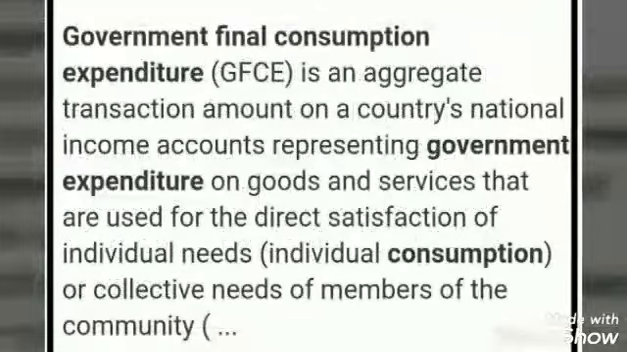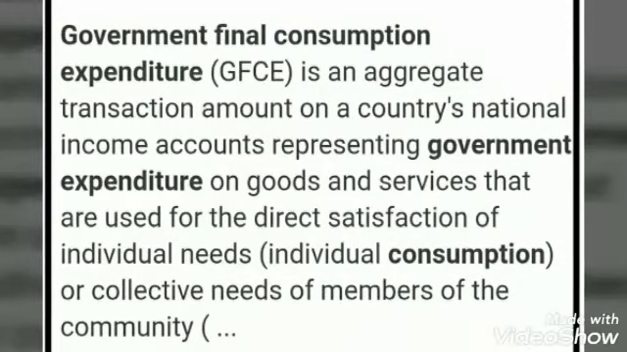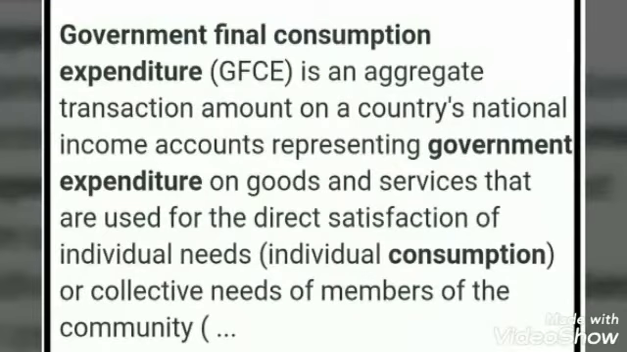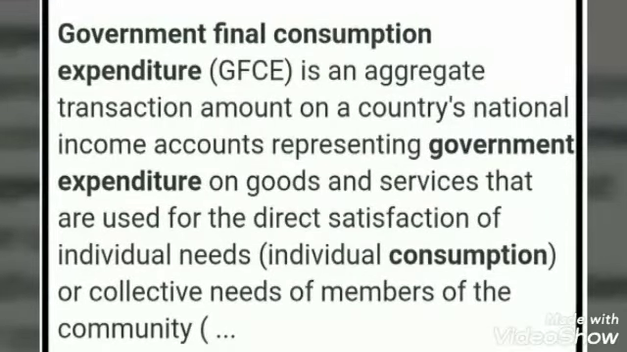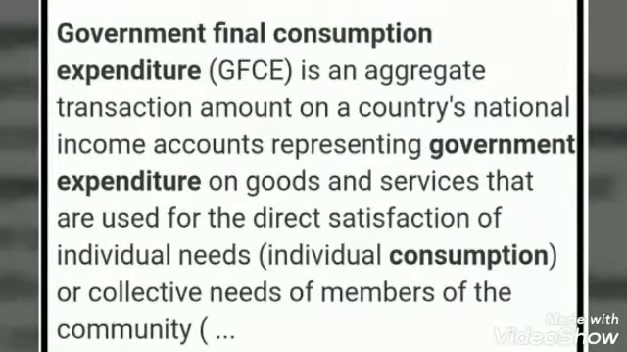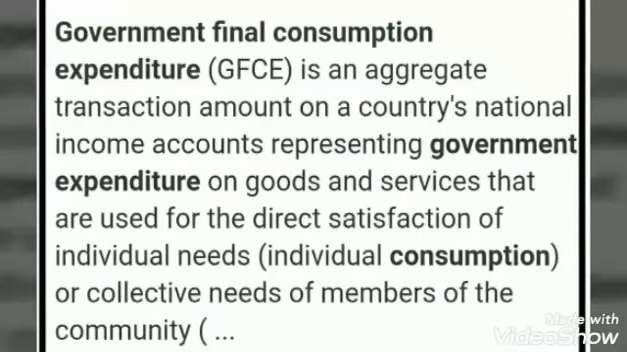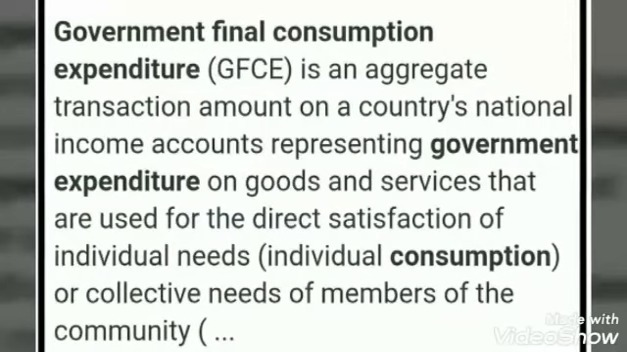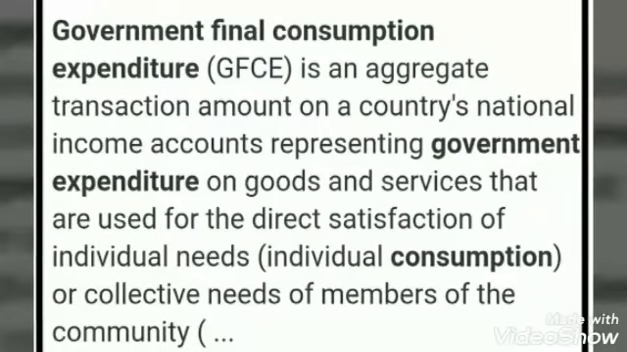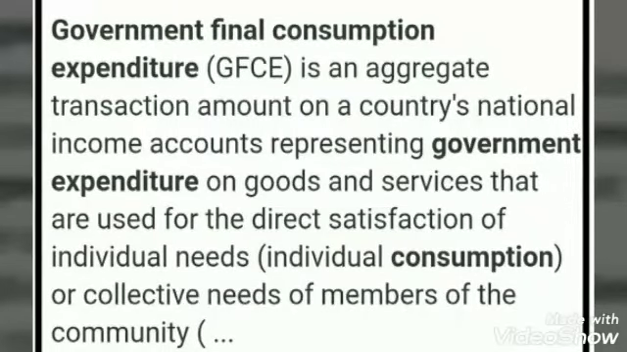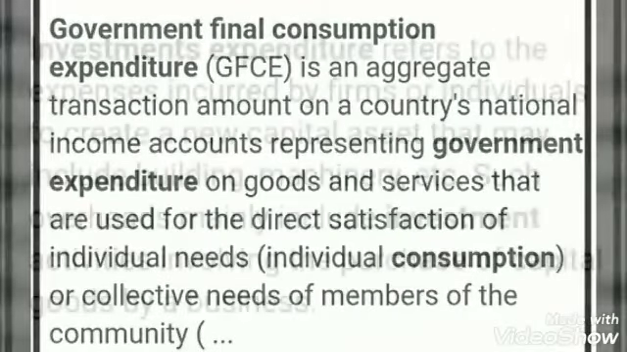If we talk about the next component, that is the government final consumption expenditure G, then children, it refers to that expenditure on final goods and services by the government, like the expenditure on the purchase of goods for consumption by the defense personnel. So it includes those goods and services.